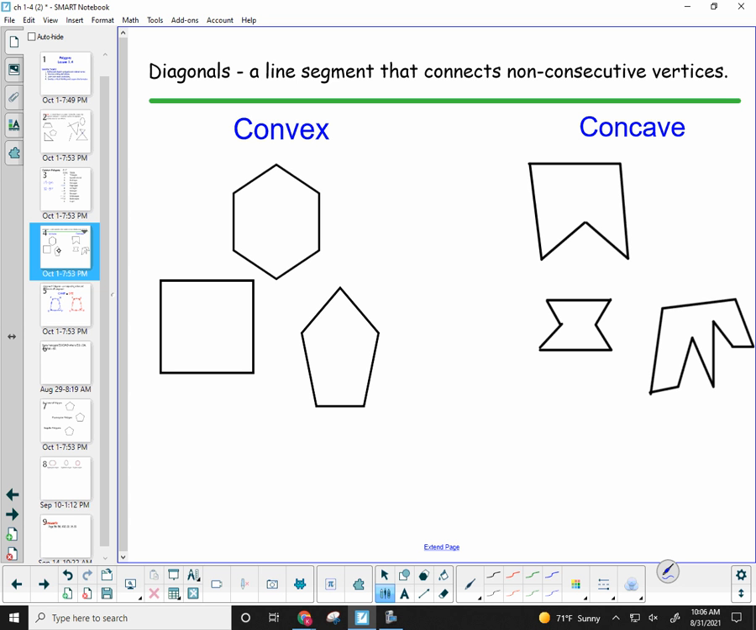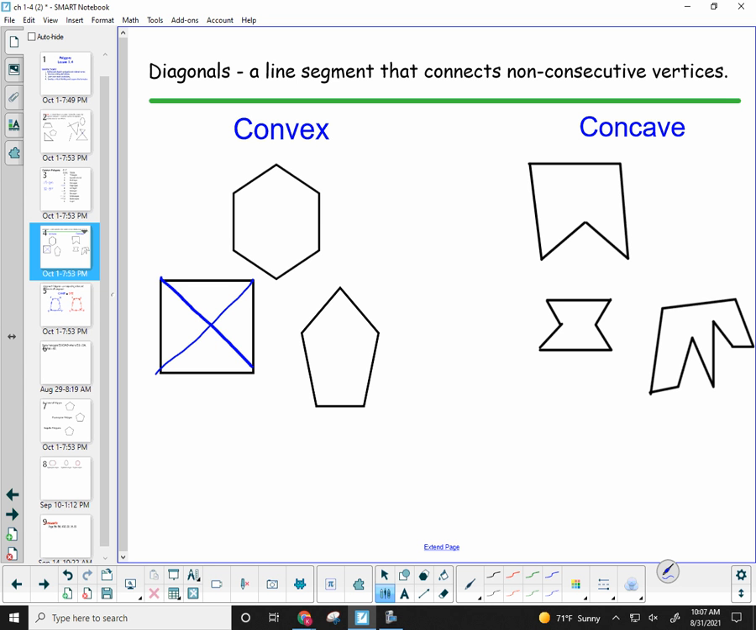Opposite corner to opposite corner, right? Is there more than one? There's 2 of them, right? Okay, so that's nothing new for us. This would be a diagonal, that would be a diagonal, right? By definition, a diagonal connects non-consecutive vertices.